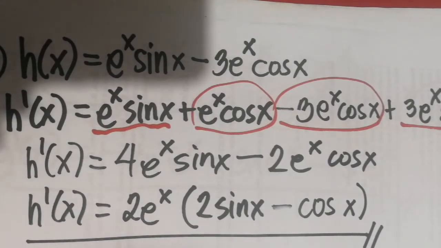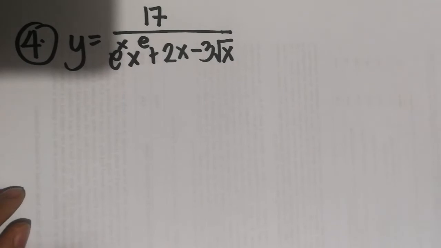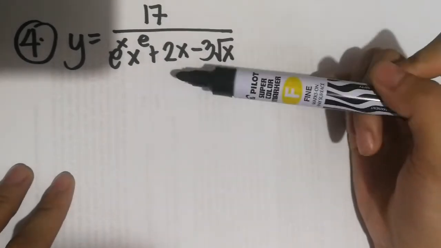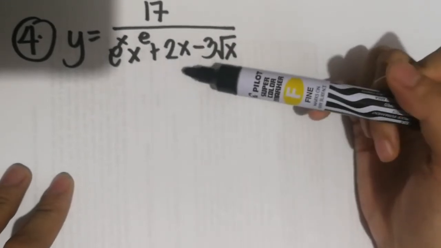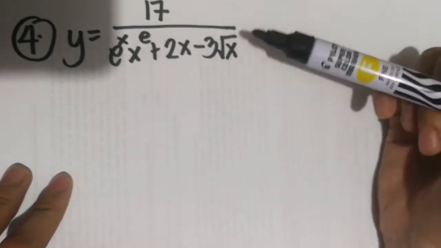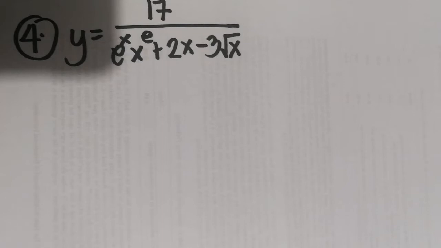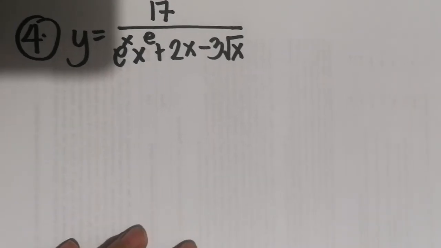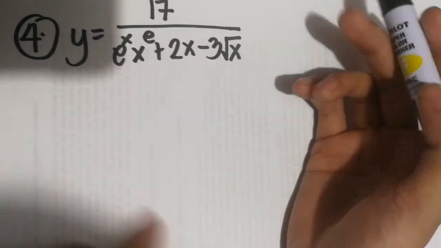Okay, example number 4, we have y is equal to 17 over e to the x times x to the e plus 2x minus 3 times the square root of x. So there are two ways on how to answer this. You can use quotient rule or chain rule. Okay, so in this given, I will use quotient rule.